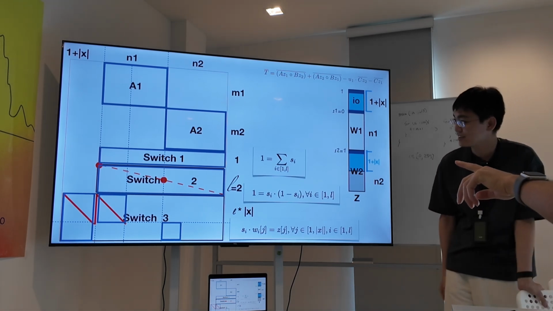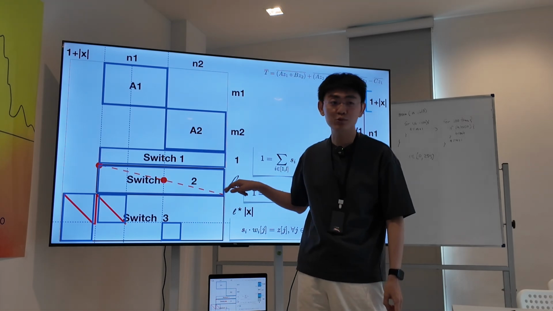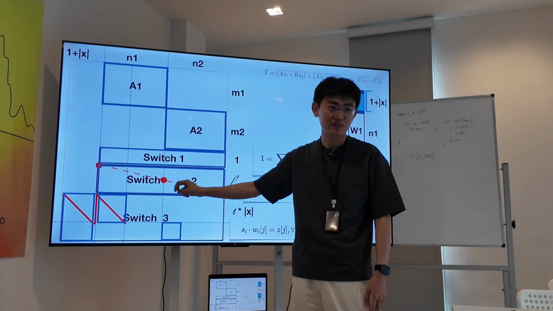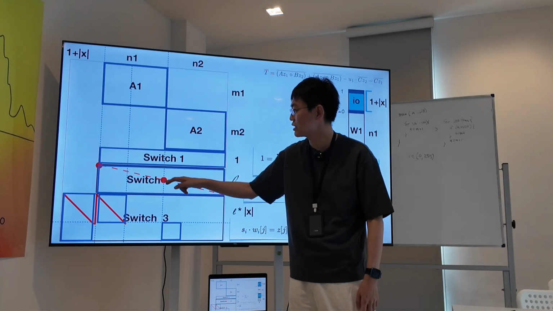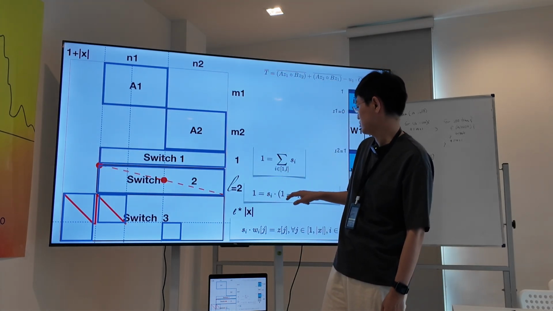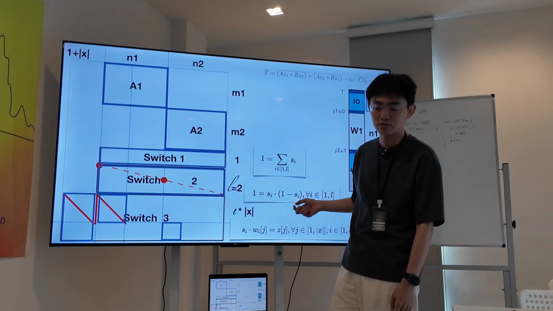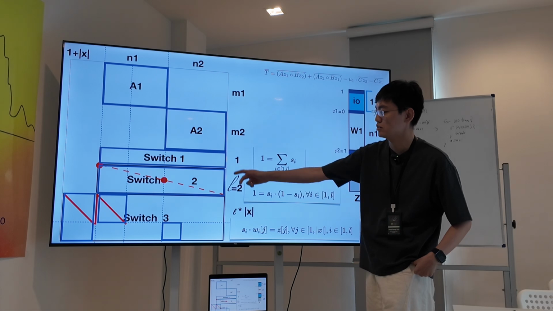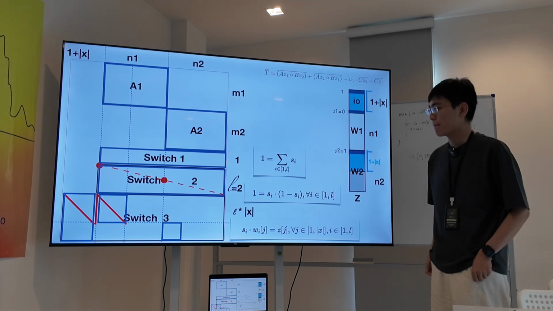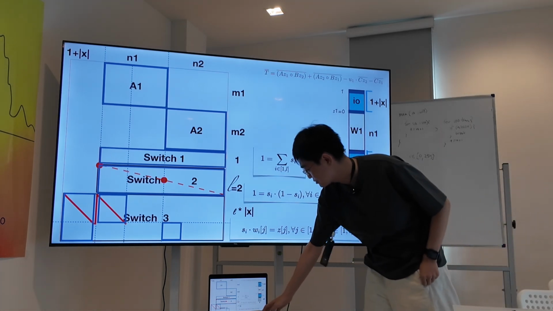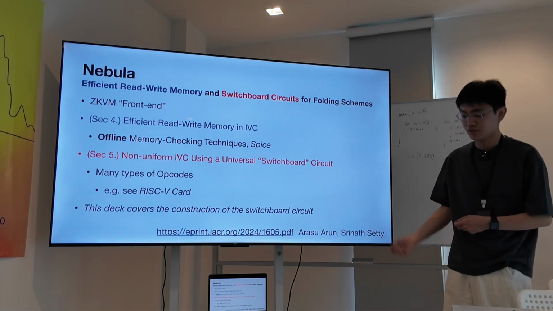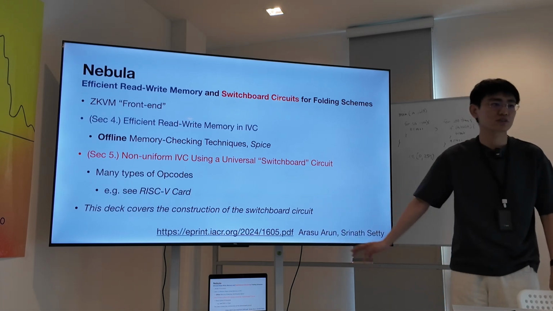What does the red dot mean? The red dot is the non-zero one. So everything else is 0. There are only one or two non-zero elements. Yeah, only one element is non-zero in one row. So if you are interested in the updated version, please refer to this paper.